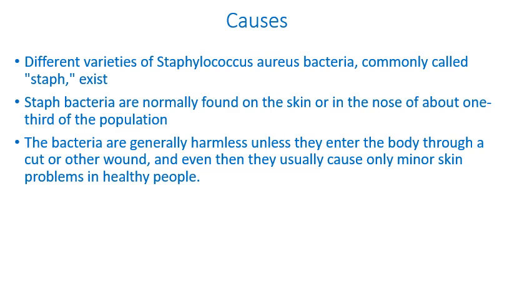So there are different varieties of S. aureus bacteria, commonly called staph, that exist. So these are normally found on the skin or in the nose of about 1/3 of the population. So the bacteria are generally harmless unless they enter the body through a cut or wound, and even then they usually only cause minor skin problems in healthy people.